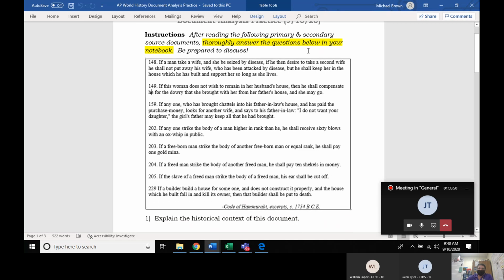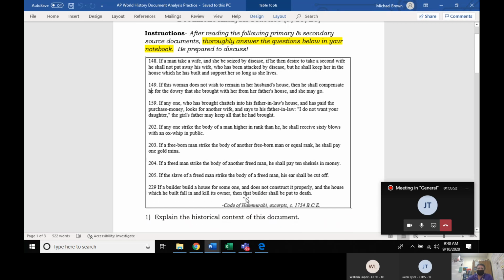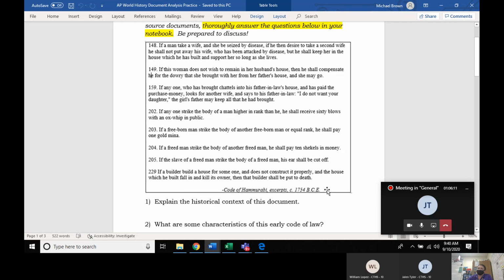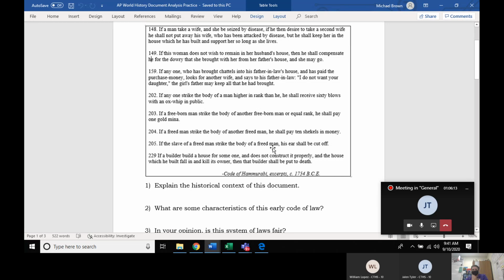So what we have here is an excerpt from the Code of Hammurabi. We're going back close to 4,000 years. The Code of Hammurabi is probably the earliest code of written law. Once you've got writing and you've got these early civilizations, you have to have law and order. So can somebody tell me what you got for context? This one is kind of hard, but does somebody want to share what they put for background information? I kind of gave away some of it.